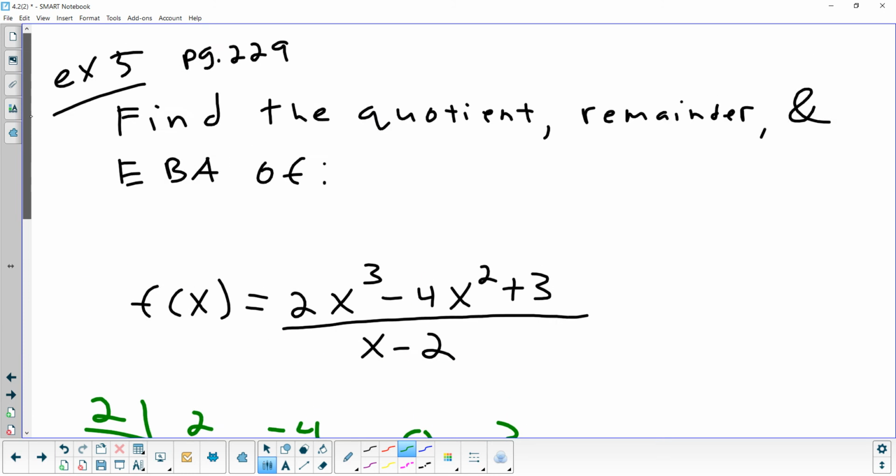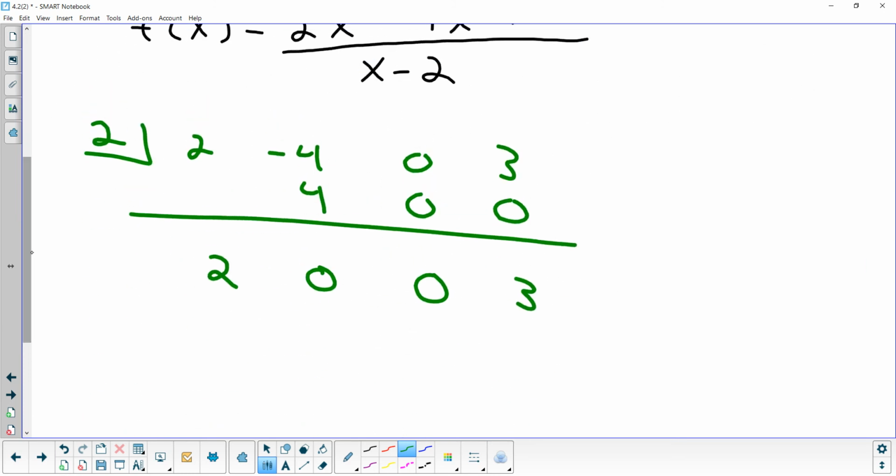So, what do they want to know? Why wouldn't you put -2? Because it's always the number after the x minus. Oh, okay. If that was x plus 2, then we would have put minus 2. Okay, thank you.